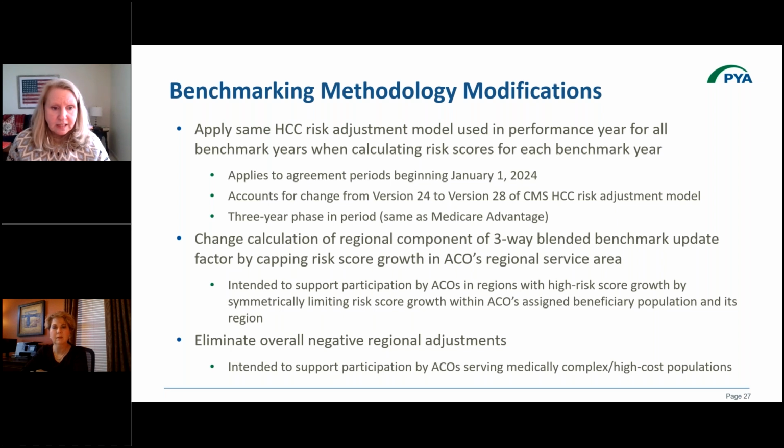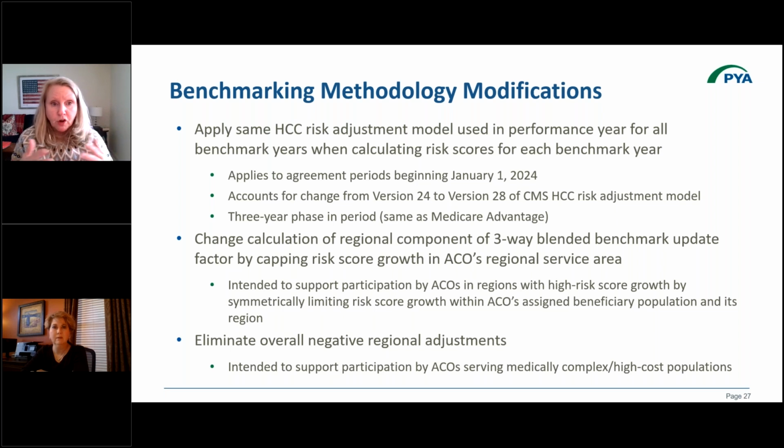CMS also is making some changes to the regional component and the three-way blended benchmark update by capping the risk score growth in an ACO's regional service area. And this has been the regional penalty issue that has been in play, that as an ACO improves, there's a negative impact on the regional adjustment as a result of your improvement.